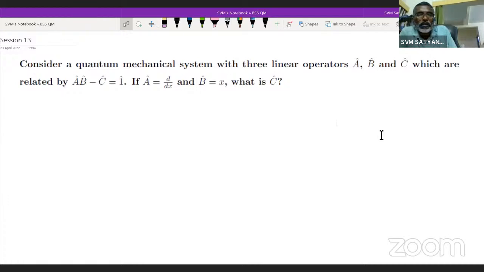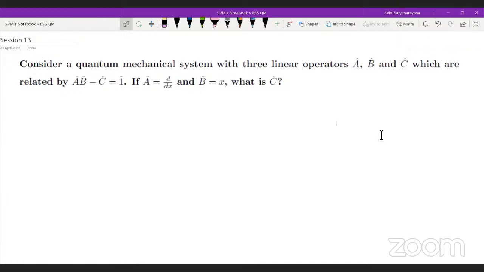So Deepika, can you read the problem and tell me what you understand? Yes, sir. Consider a quantum mechanical system with three linear operators A, B, and C, which are related by AB minus C is equal to unit operator. If A operator is equal to d by dx and B operator is equal to x, what is C? So here, given the relation between the A, B, C operators, sir, what is the C value?